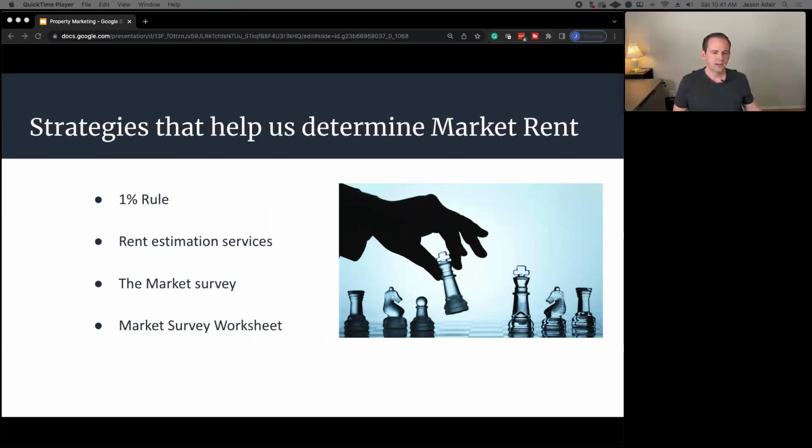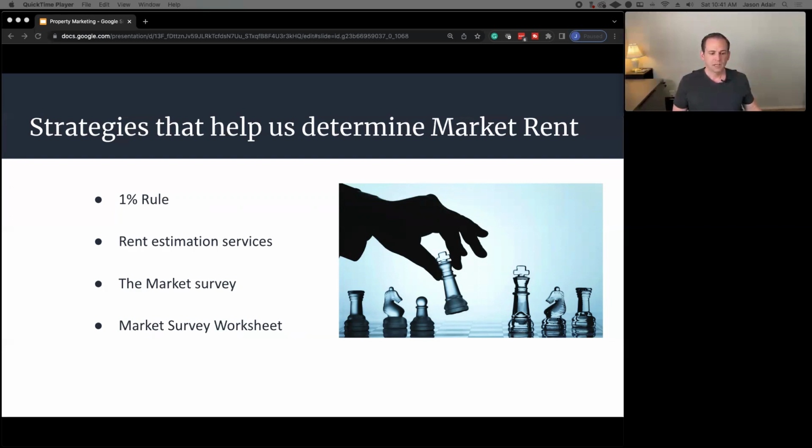There are some very rule of thumb ones, and then we can really dial in quite a bit when we get into the market survey. But one of them is the 1% rule. We have rent estimation services out there that will give you a general idea of what other houses are renting for, at least based on the data that they have coming in. On those estimation services, the data they give you is only going to be as good as the comps that they have in their database.